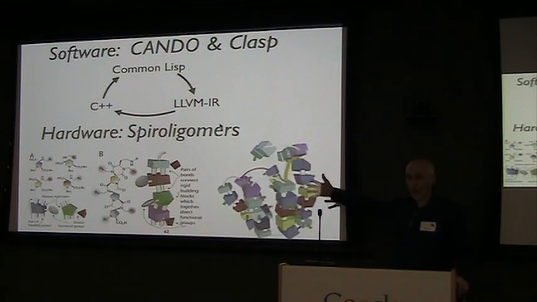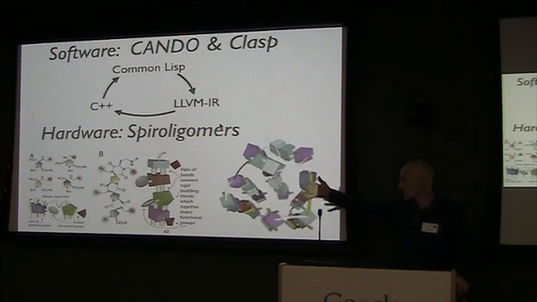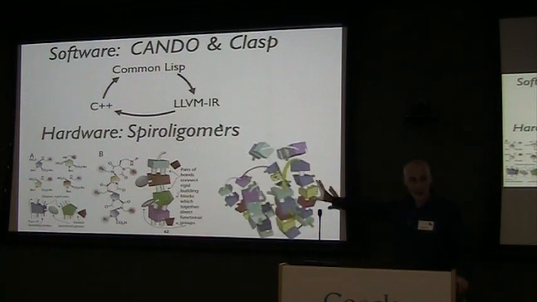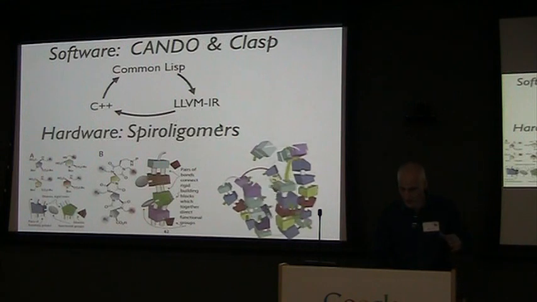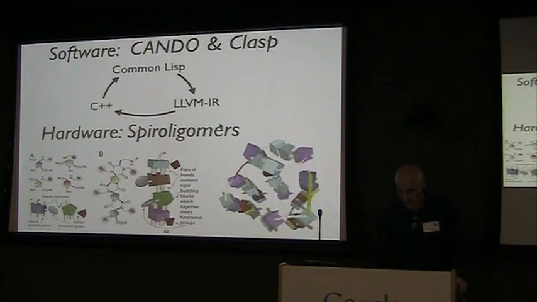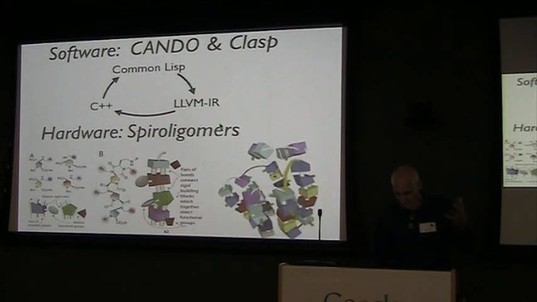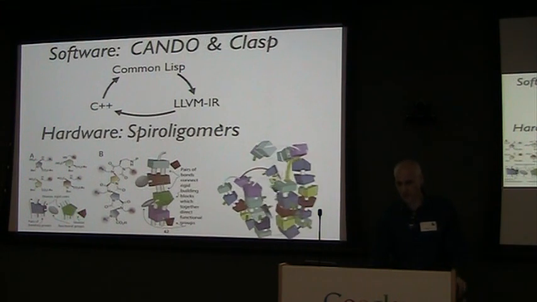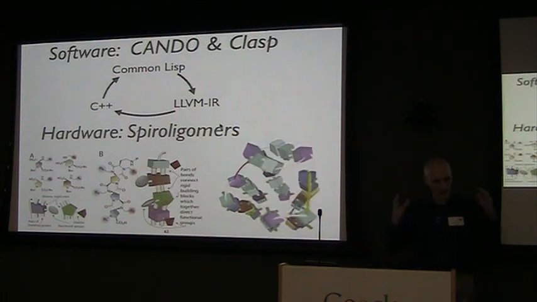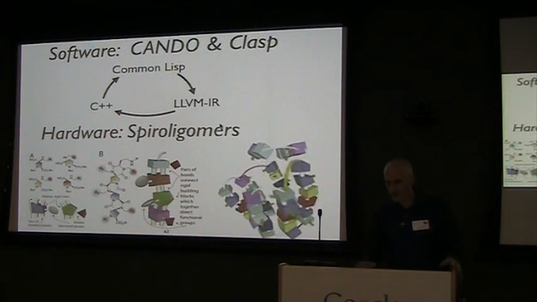I've also got this hardware. We call them spiroligomers, building blocks that let us make functional molecules. I'm trying to get all this stuff together to make the next generation of things that will fix all of our problems, our material, real problems. You know, not selling advertising to each other, but really make molecules that fix things.